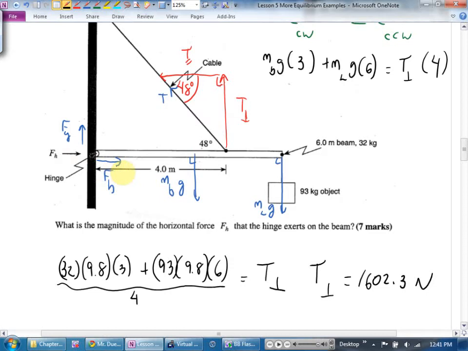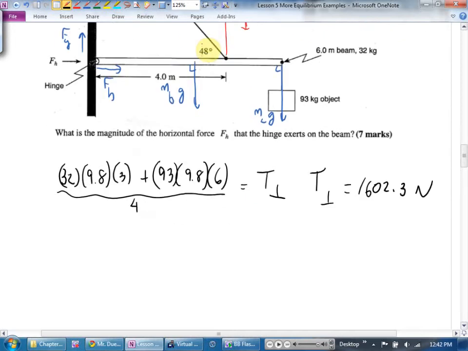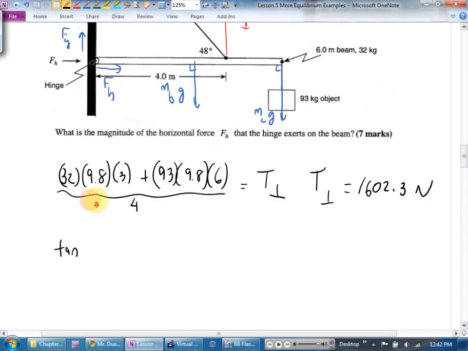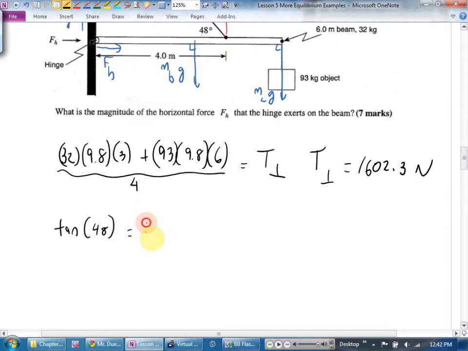Sorry? Parallel. Okay? So, I know perpendicular, opposite, adjacent, or hypotenuse? Opposite, adjacent, or hypotenuse? So here's one where we're not using sine at the very end. As it turns out, which trig function are we using, Matt? Tan of 48 equals opposite over adjacent.